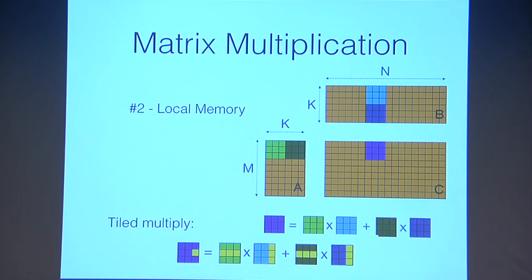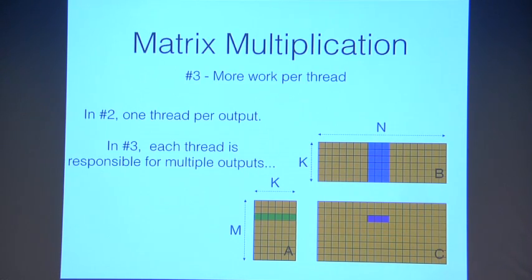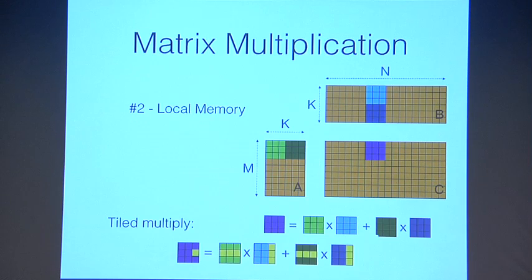All right, so that's the sort of obvious first step: use local memory to reduce global reads. And then the next step, which also comes out later in the Volkov presentation, is do more work per thread. In the previous picture, we still have one thread per output value.